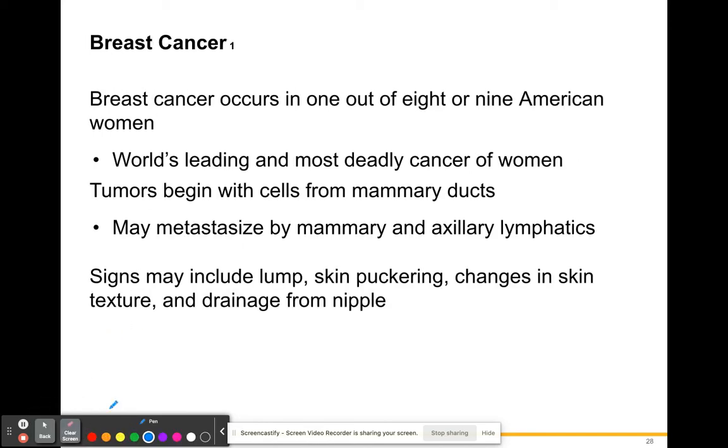Okay, breast cancer occurs in 1 out of 8 or 1 out of 9 American women. It's the world's leading and most deadly cancer of women. Tumors begin with cells from mammary ducts, and they metastasize through that axillary tail into the armpit. Signs that breast cancer is forming are a lump, skin puckering, changes in the texture of the skin, or drainage from the nipple. These are all signs that you might want to go see a doctor to get checked out, because they could be signs of breast cancer.